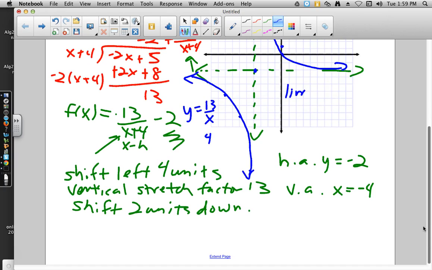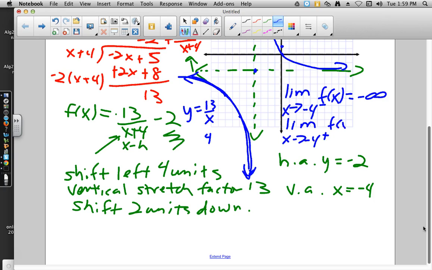So limit, as x approaches, we have a vertical asymptote here of -4 from the left. f of x is going where? Well, as we come in from the left, our graph is going down forever, so -infinity. The limit, as x approaches -4 from the positive direction, which is from the right, well, this graph is going up forever. So that's going to be infinity.